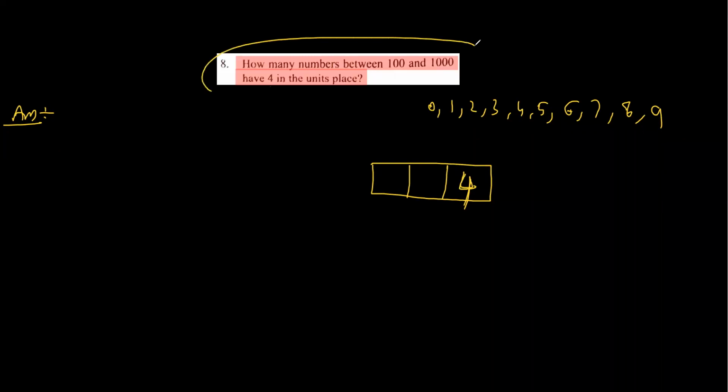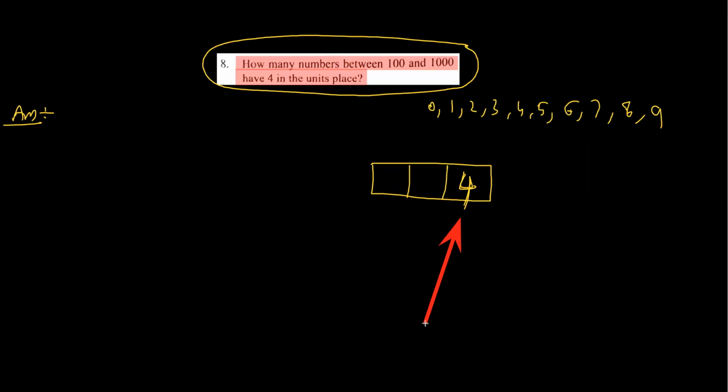See, whatever they have said, I'm saying the same thing, but in a different way. When I put it in a different way, now I understand it well. Why? Because now I understand what my work is. My work is to make a 3-digit number where the unit place is always 4. So see here, I will write: the unit place can be selected in one way.